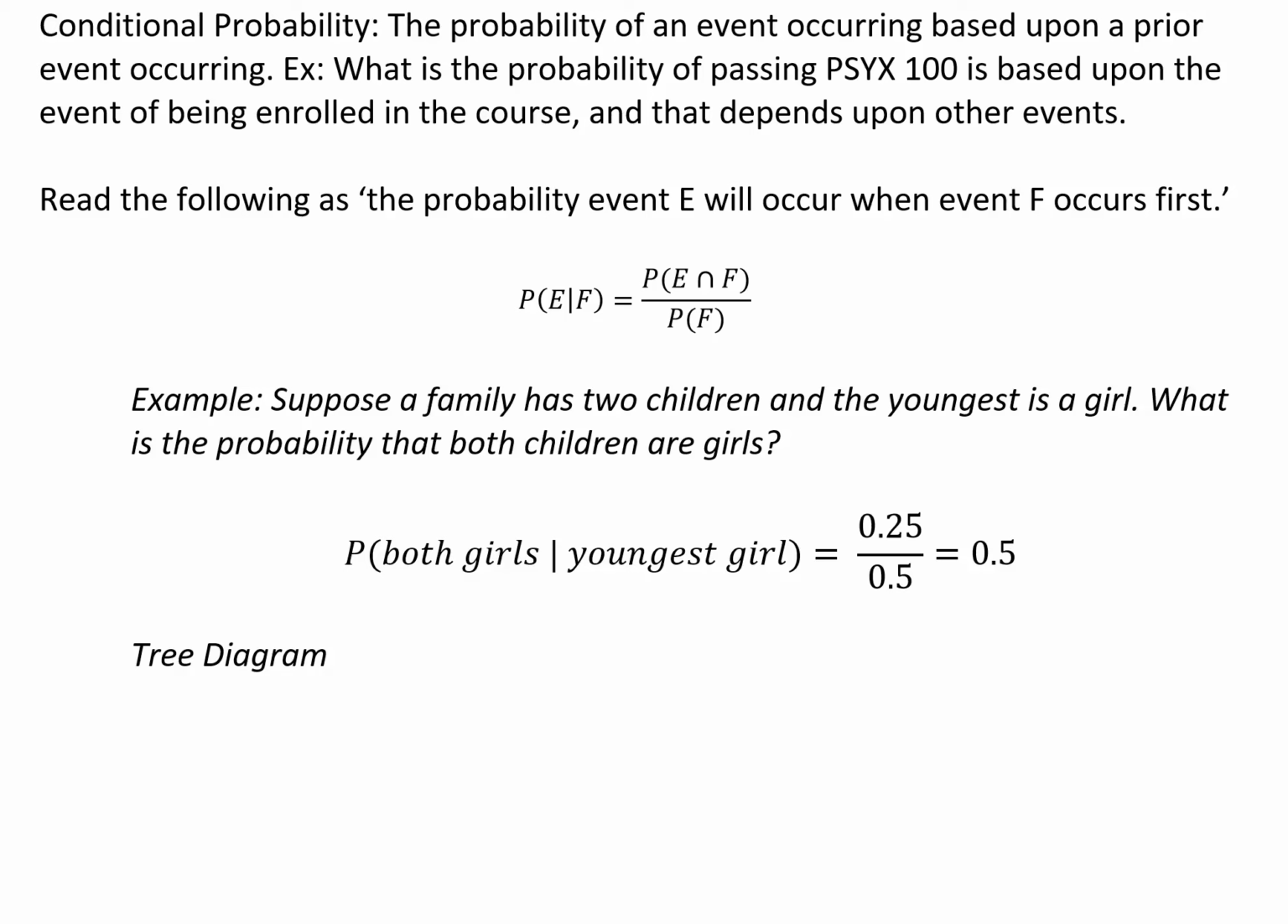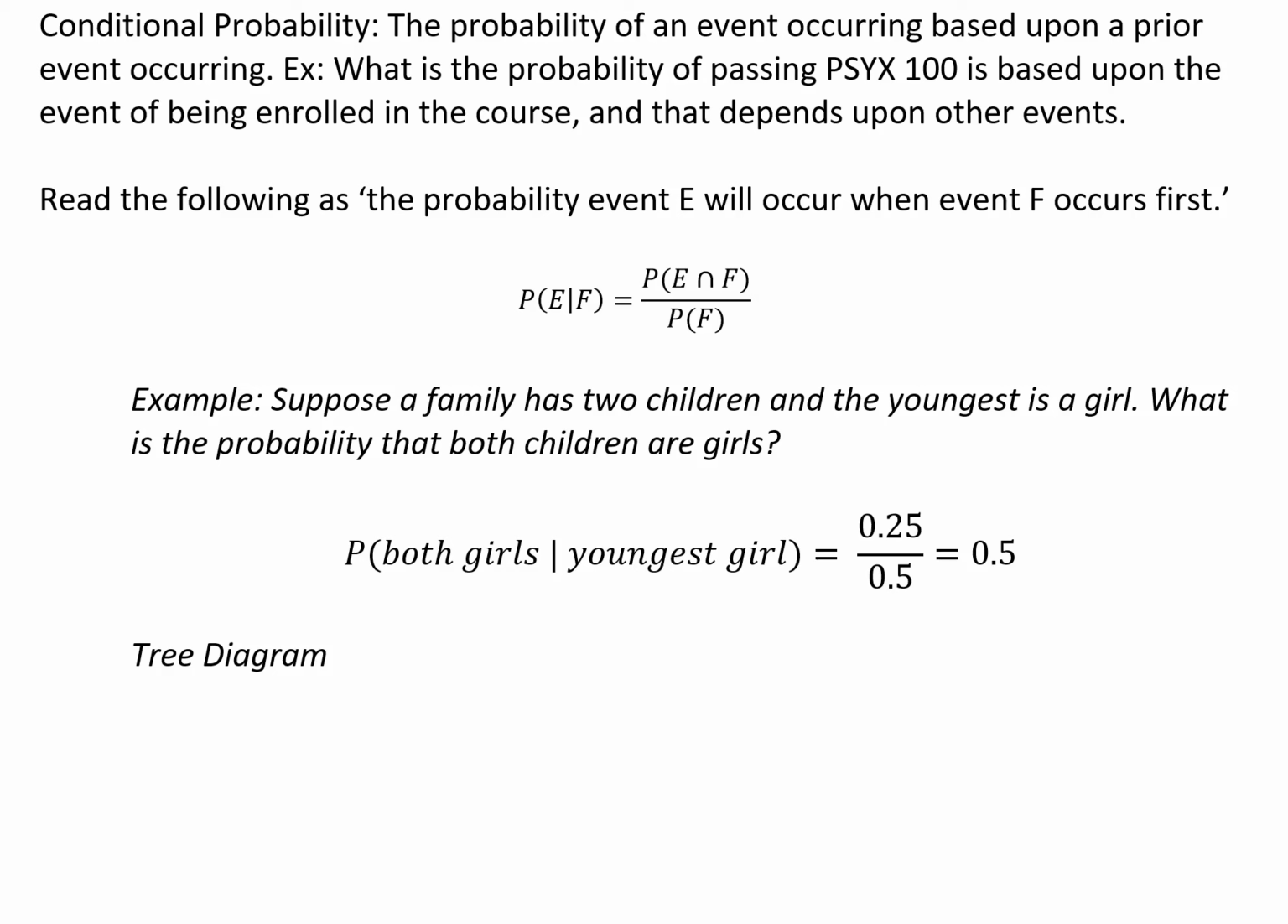An introduction to conditional probability. Conditional probability is the probability of an event occurring based upon a prior event occurring. In reality, this is typically what most probabilities are. For example, if a student is enrolled at Helena College, then that affects the likelihood that they're actually taking a class at Helena College. And if they're taking a class at Helena College, that affects if they're going to have a passing grade or not.